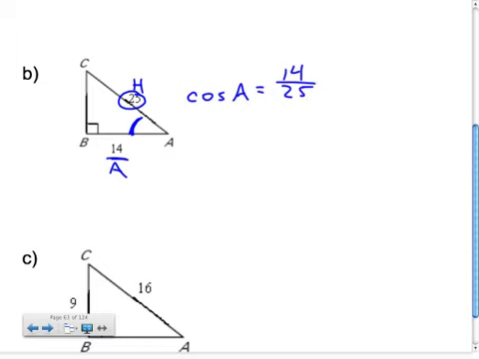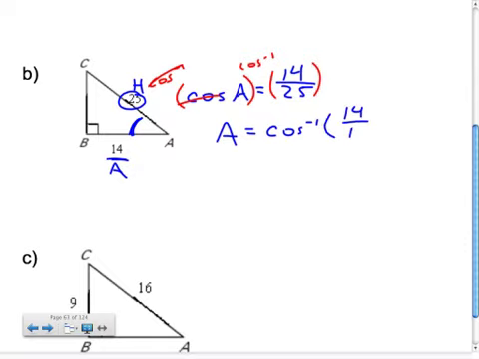And now from here again, I got to get rid of the cos, and so the only way to do that is to do the inverse cosine of both sides. So these two essentially cancel each other out, and what I'm left with now is A equals the inverse cosine of 14 over 25. And again, at that point, just grab your calculator, second cosine, parentheses, make sure you put in parentheses, 14 over 25, hit enter, and I'm pretty sure the measure of angle A here should be pretty close to 55.9 degrees, okay, to the nearest tenth.